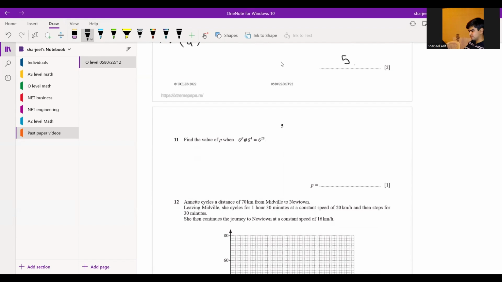For question number 11, we have 6 power P multiplied by 6 power 4 equals 6 power 8. The 6 power 4 is multiplying on this side, so it will divide on the other side. The bases are the same, so the powers will be deducted from each other. This will become 8 minus 4. So our answer will be P equals 4, because the bases are the same, the powers will be equal. So this will be our answer.